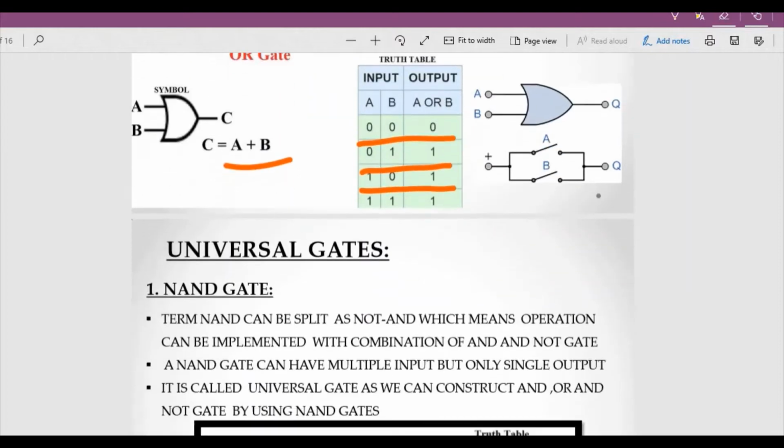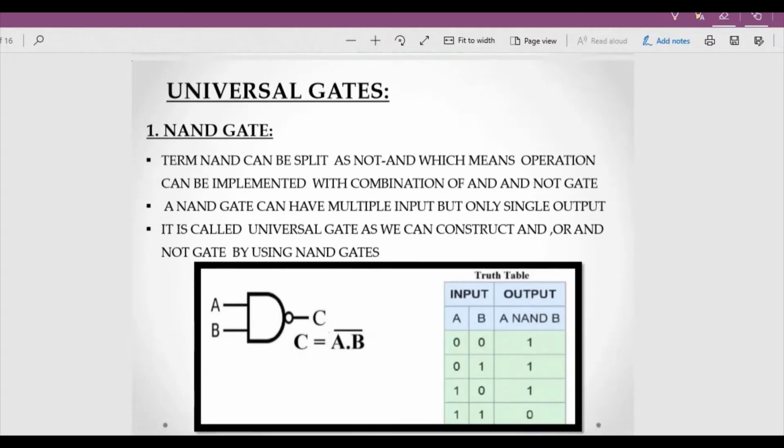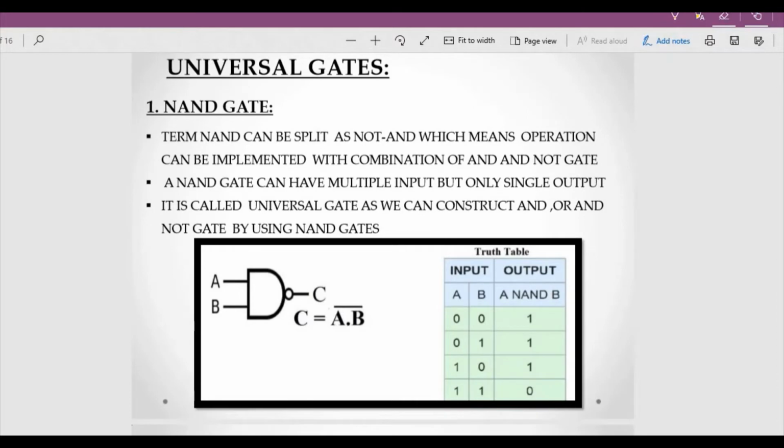Move toward the universal gate. Now, what is the universal gate? The term NAND can be split as NOT AND, which means the operation can be implemented with the combination of AND and NOT gates.